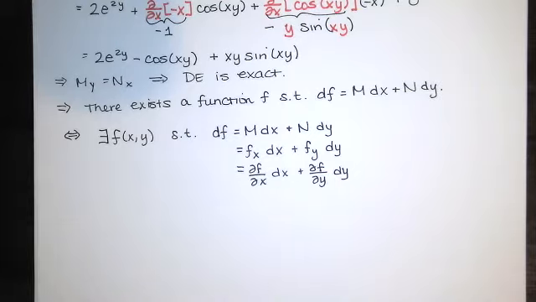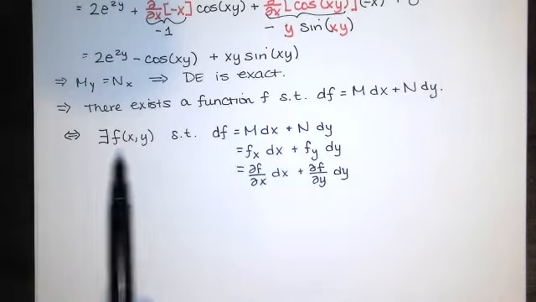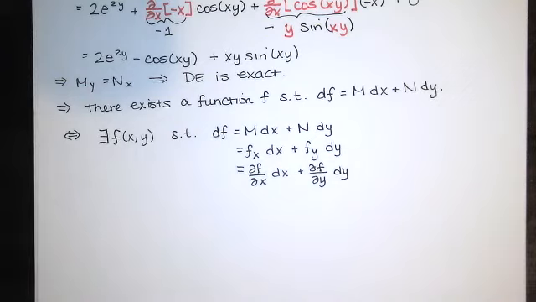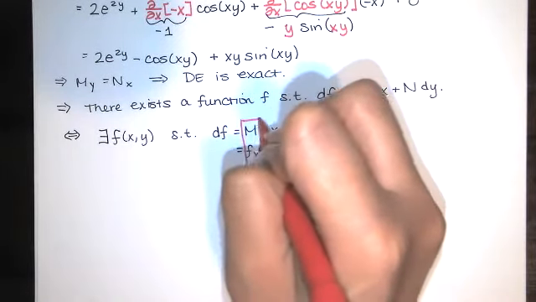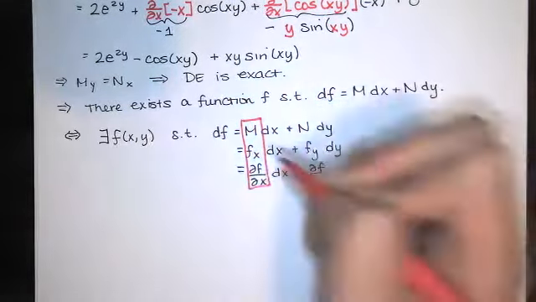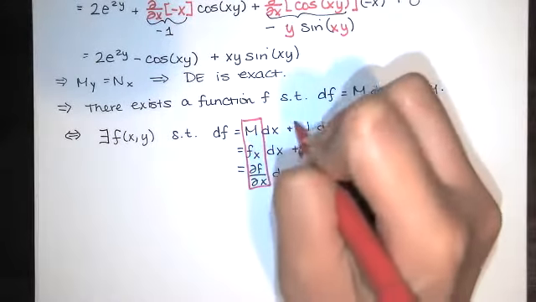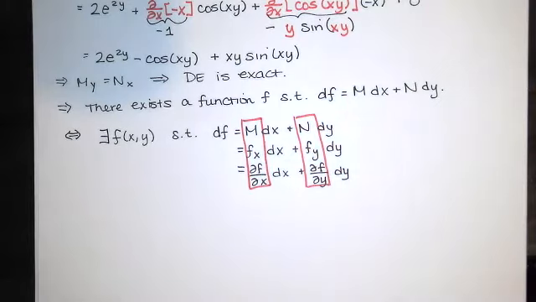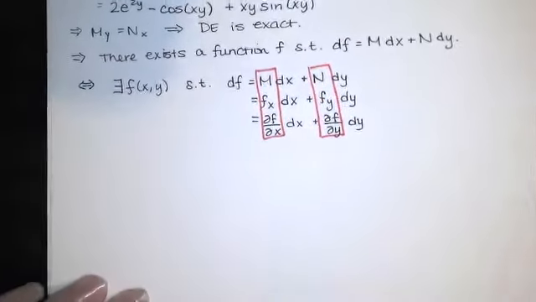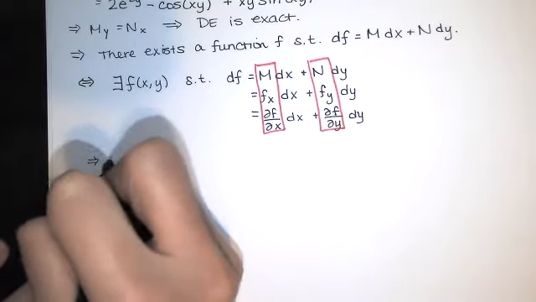Okay, so there's some function f out there that satisfies this, and we want to find it. Because the solution to this differential equation is a level curve of that function. It's f of xy equals some constant k. We want to find f. Now, the only way this is equal to this is if m is the partial of f with respect to x, if all of these are equal. And if n is the partial of f with respect to y, so all of those are equal. So if this is true, that means this is true.